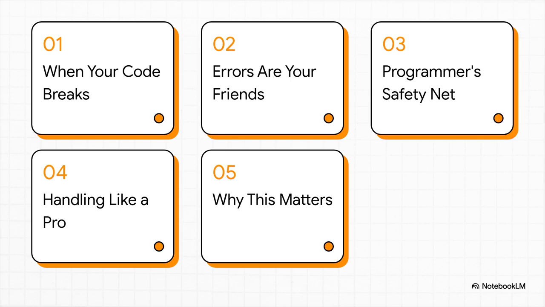So here's our game plan. First, we'll figure out what's happening when your code breaks. Then we'll talk about a huge mindset shift, seeing errors as your friends. After that, we'll get into the practical stuff, the programmer's safety net. Then we'll level up with some pro techniques. And finally, we'll tie it all together and see why this stuff is so important in the real world.